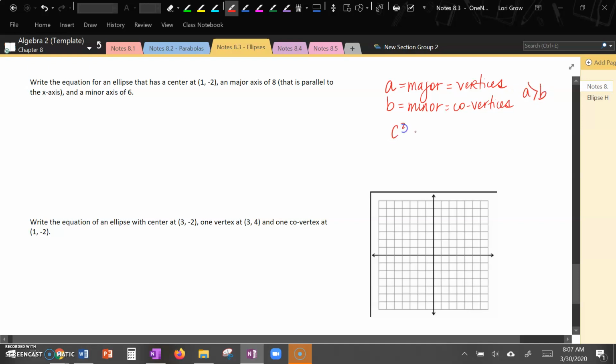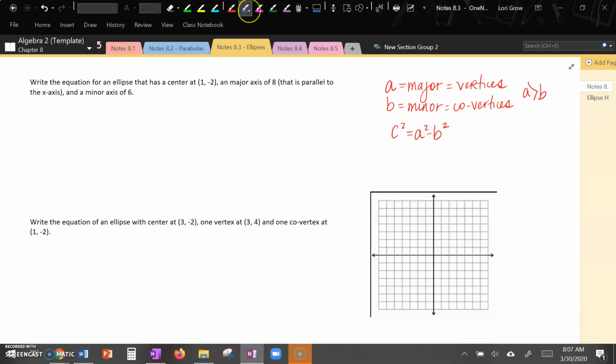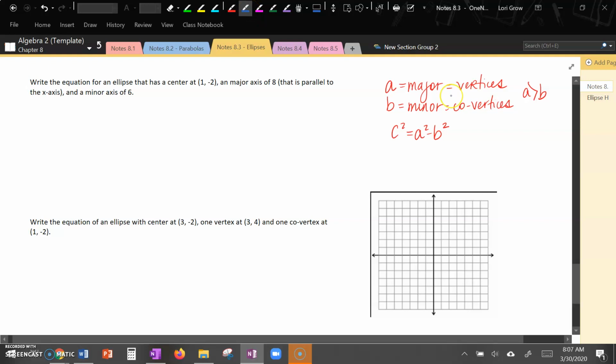You also want to remember that C is going to equal A squared minus B squared. And then the last thing to remember is that A is always going to go underneath the variable X or Y that it is associated with on the graph. So a good strategy for some of these problems might be graphing for you.